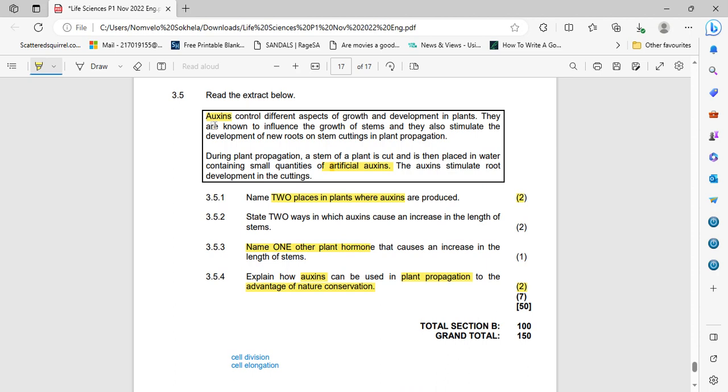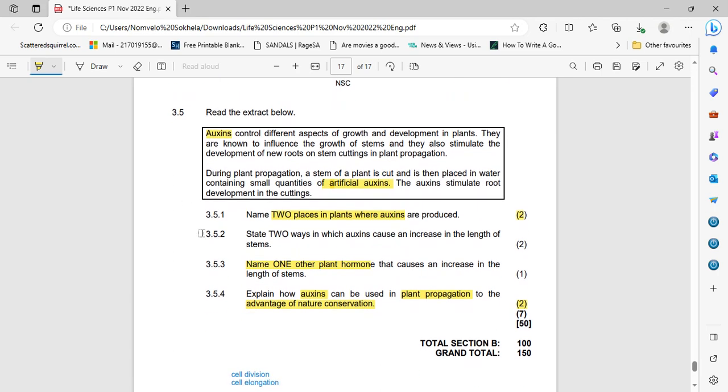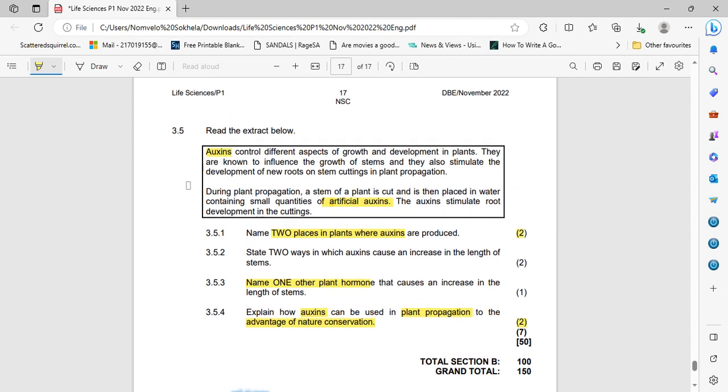Okay, so I hope you understood how to go over questions like this when we are looking at plants' response to the environment.